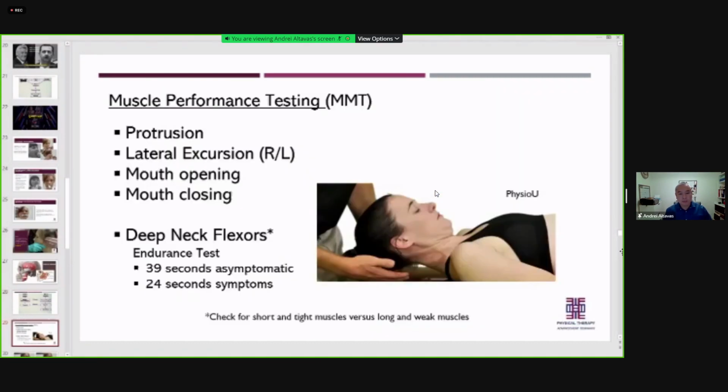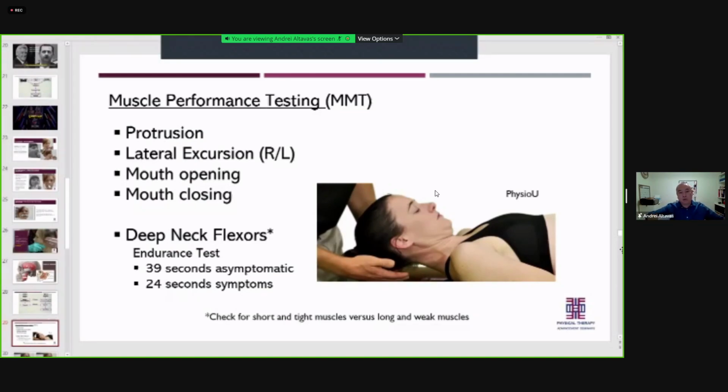All right, so to continue your muscle performance testing, you want to test all of these movements. So how do we test protrusion? Typically, what you do with testing protrusion is resist the patient's chin. They're going to go against resistance, so you can test that to see if it reproduces their pain or jaw symptoms. Lateral excursion, same thing. You're going to apply pressure on the lateral aspect of the chin and then have the patient laterally deviate the jaw.